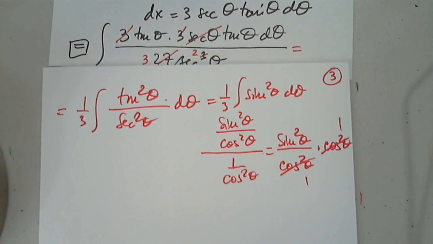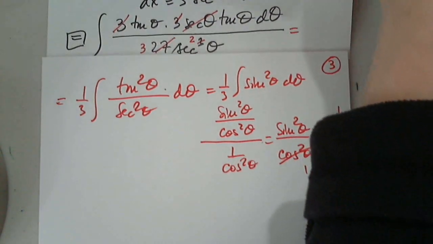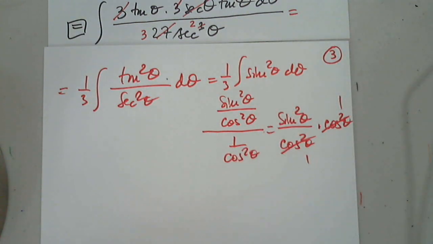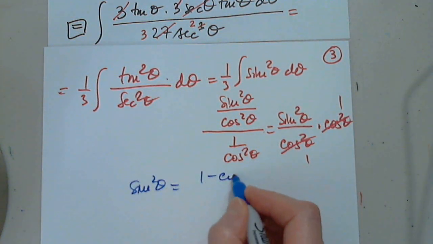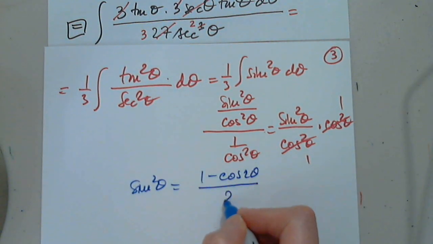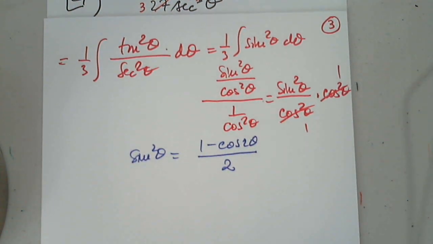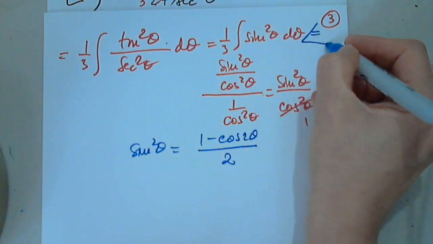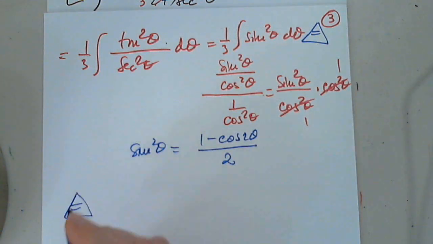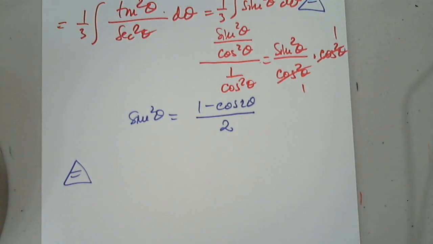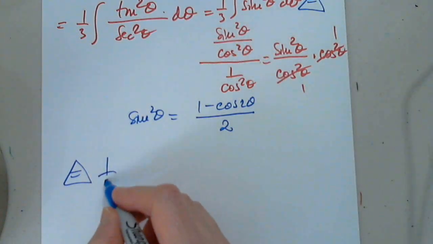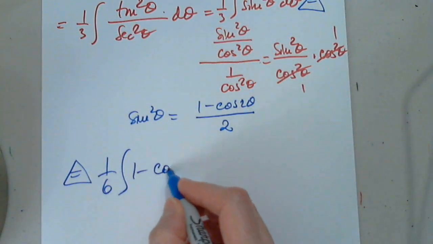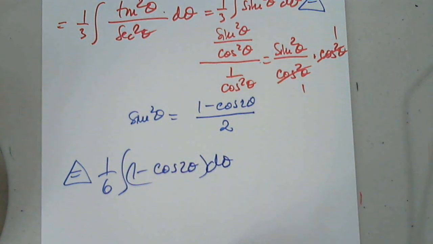Let's continue. Now, remember what we did in trigonometric integrals? We replaced sine squared by 1 minus cosine 2 theta divided by 2. And that's exactly what we are going to do next. So from here, I'm going to put a triangle, jump over all this, follow the triangle with the equal symbol in it. Okay, so I have 1/3. I'll replace this, so I will have 1/6 in front, the integral of 1 minus cosine 2 theta d theta.